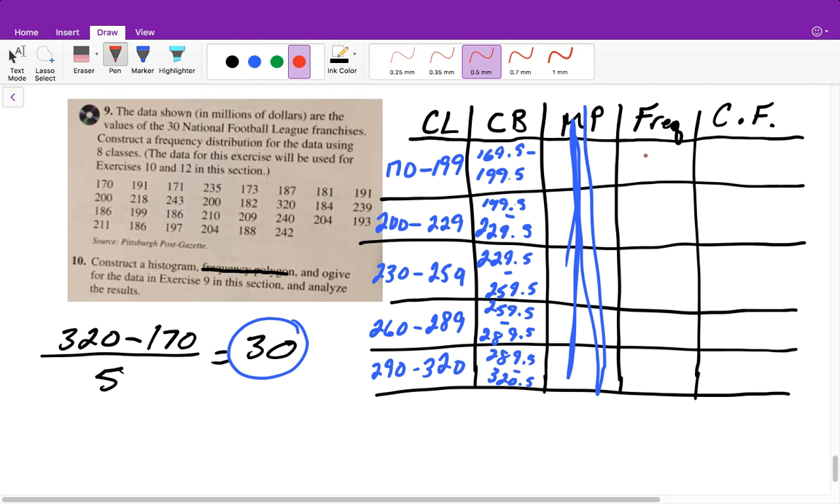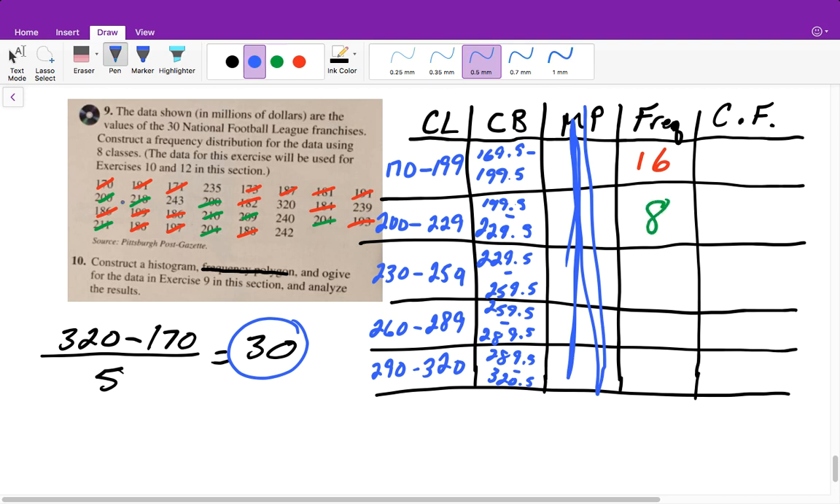All right. Now I need to go ahead and do my frequency. So from 170 to 199, I have 1, 2, 3, 4, 5, 6, 7, 8, 9, 10, 11, 12, 13, 14, 15, 16. So I have 16 numbers that fell between 170 and 199. And then between 200 and 229, I have 1, 2, 3, 4, 5, 6, 7, 8. So I have 8 that fell between 200 and 229.